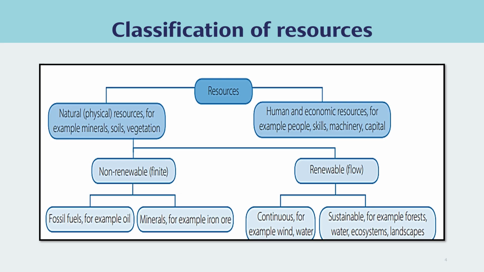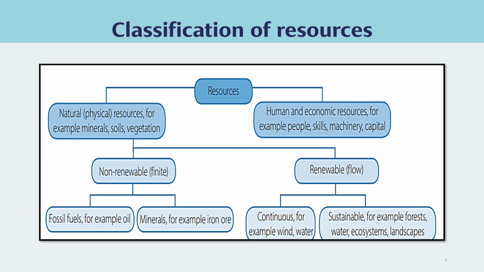Let's look at the classification of resources. Starting at the top there, let's go to the right first. There it says human and economic resources. Now, examples of those are people, skills, machinery, and capital. Okay, so let's take a machine for instance. If you hire a machine, you can use it and you can use it again.